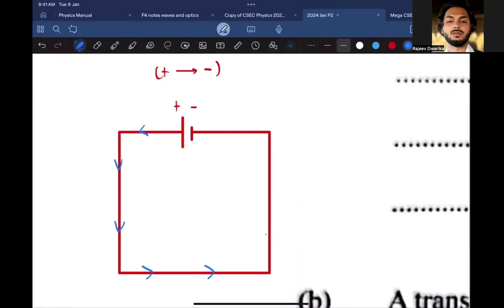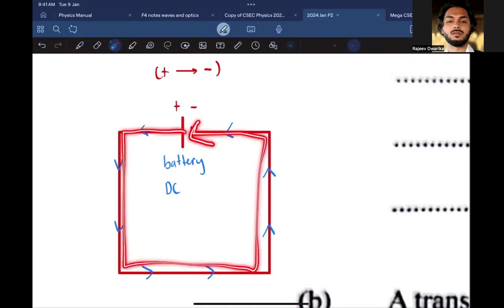And will this ever change, or will the current always go in this direction? It's always going in that direction, right, because it's a battery. And a battery is an example of what kind of source, an AC source or a DC source? DC. DC means direct current, direct, like it does not change. Does the direction of the current change? No, sir. It is always going one direction.